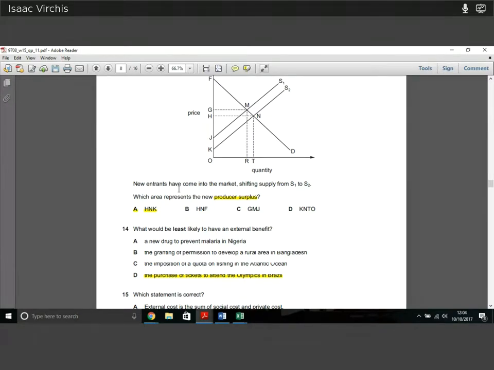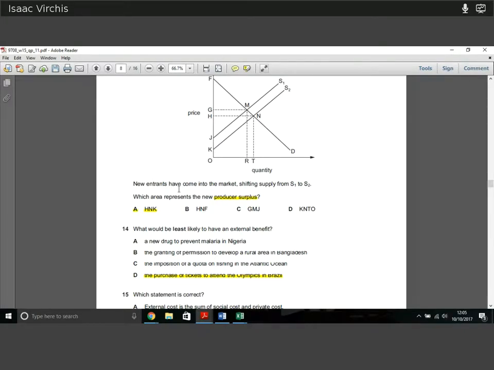And the final one, D, the purchase of tickets to attend the Olympics in Brazil, is not likely to have an external benefit. It could have an external benefit, but it's the least likely, simply because when you're purchasing a ticket, the benefit is very much felt by the individual, and the cost of selling is all directed at the individual selling the ticket. It's a very isolated economic exchange, so we're less likely to see external benefits there than in the other examples.